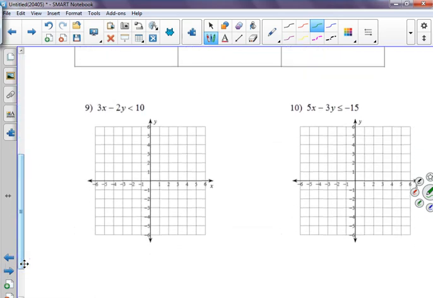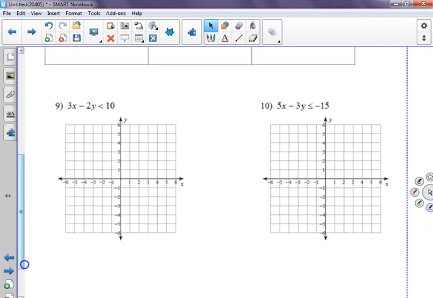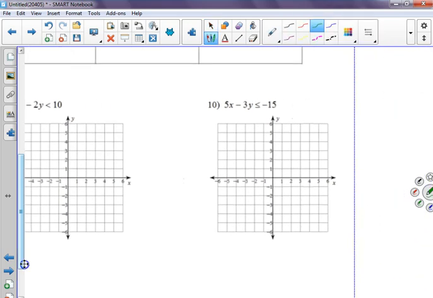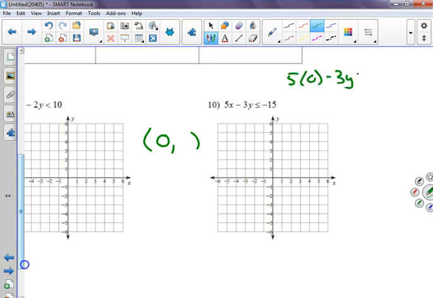Okay, graphing inequalities. We did these in class, but I will do one here just so I know we're clear. Okay, so I'm going to use the strategy with the intercepts. So I'm going to put 0 in for x first. So I know my point is going to be 0 something. So it'll be 5 times 0 minus 3y equals negative 15. That goes away. Divided by negative 3. I get y equals 5. So I know one point is 0, 5.